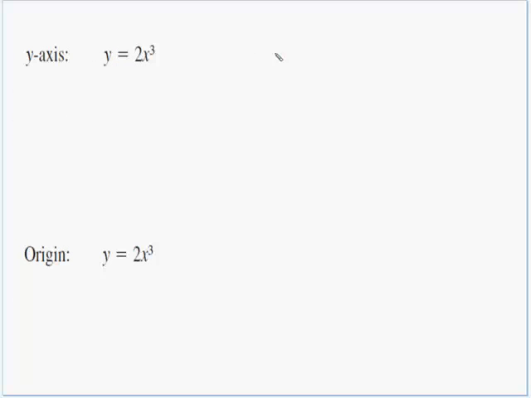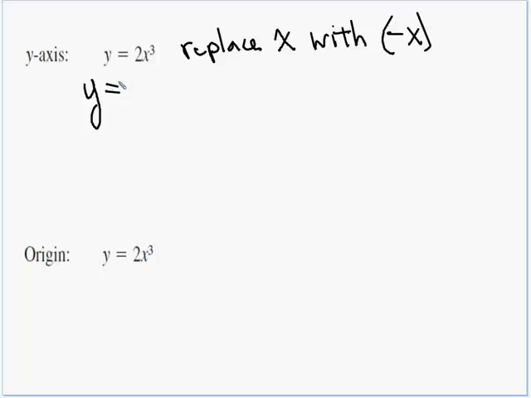For the y-axis test, we are going to replace the x's with a negative x. And again, I encourage parentheses. So let's see what happens here. The y does not change. We changed that last time. The 2 is not going to change, but here we had x to the third power. Well, we're going to replace that x with a negative x. Now it becomes order of operations and properties of exponents. So let's see what we have here.